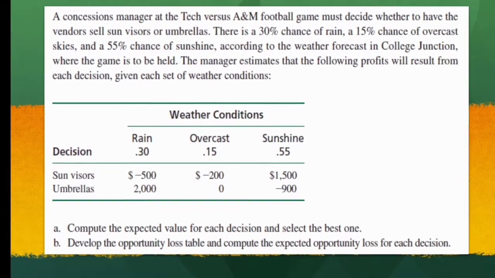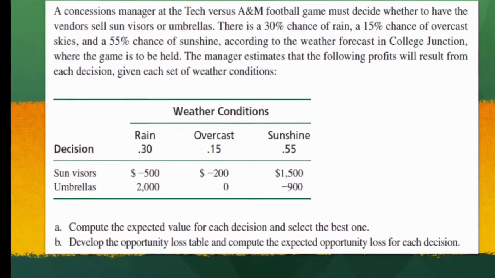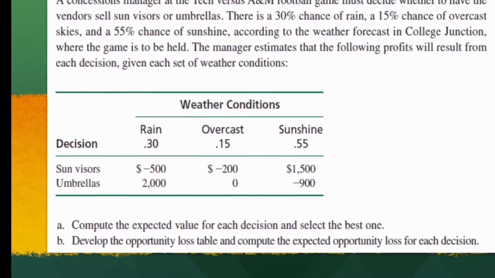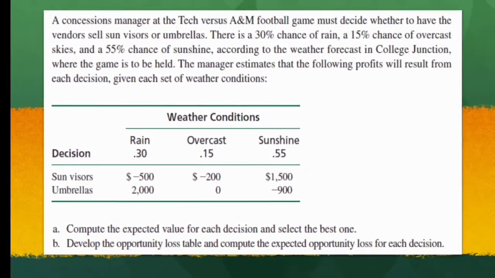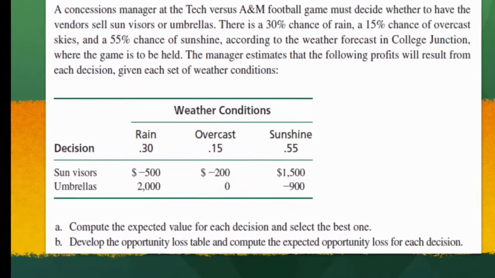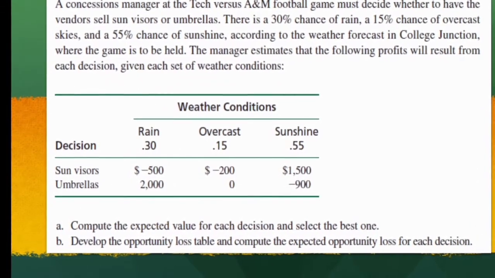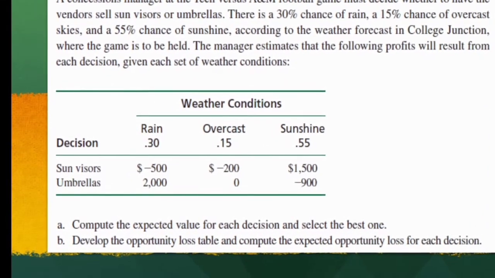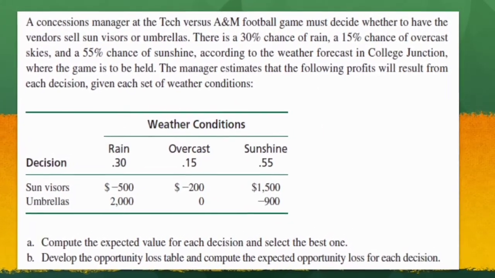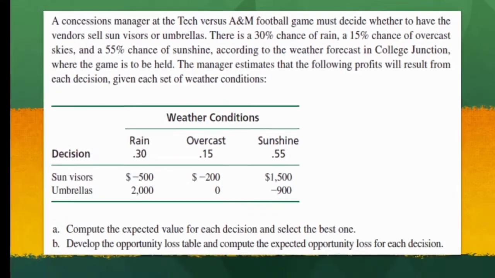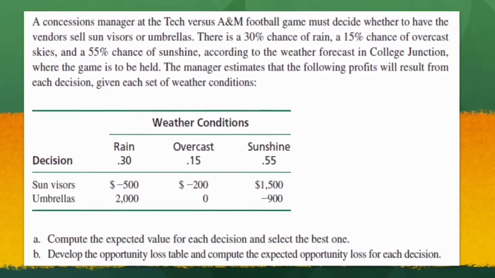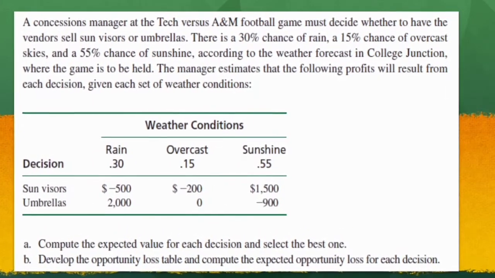So this is the problem. A concessions manager at the Tech versus A&M football game must decide whether to have the vendors sell sun visors or umbrellas. There is a 30% chance of rain, a 15% chance of overcast skies, and a 55% chance of sunshine, according to the weather forecast in College Junction where the game is to be held. And the manager estimates that the following profits will result from each decision given each set of weather conditions.